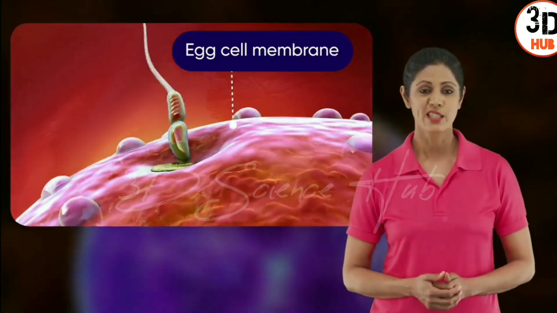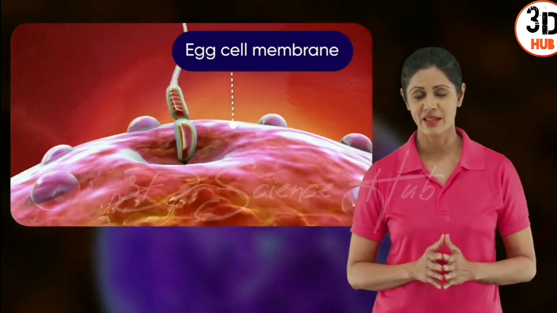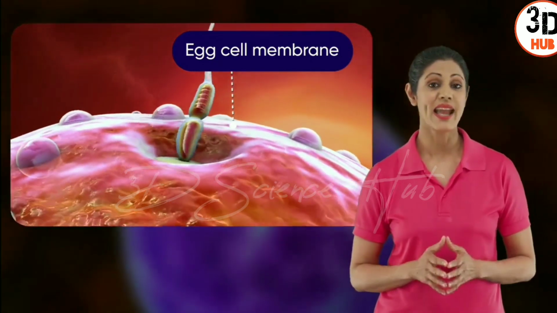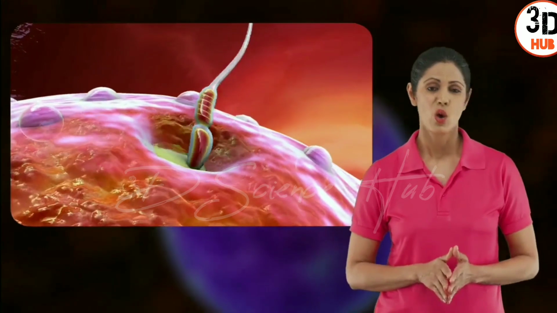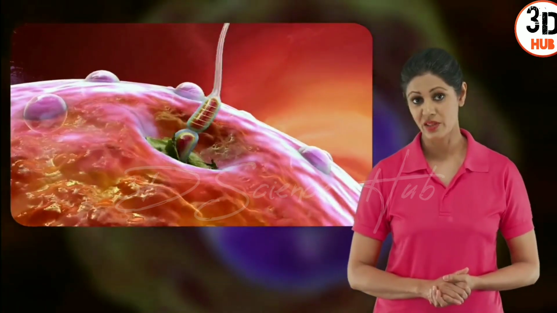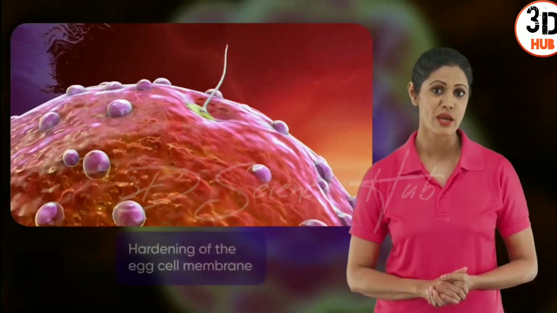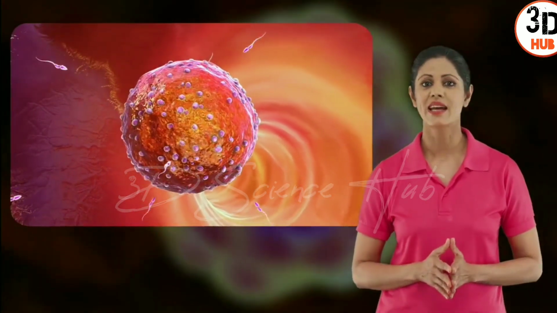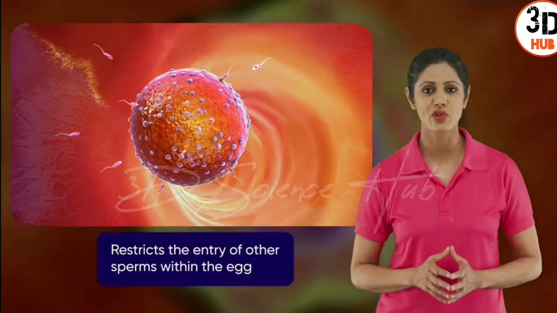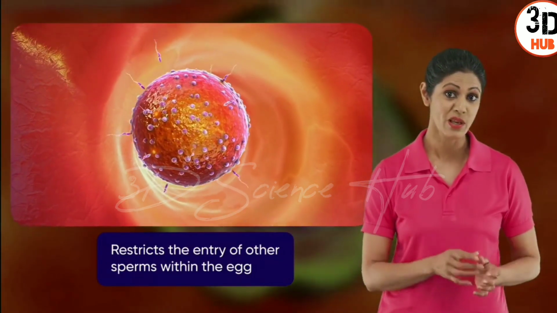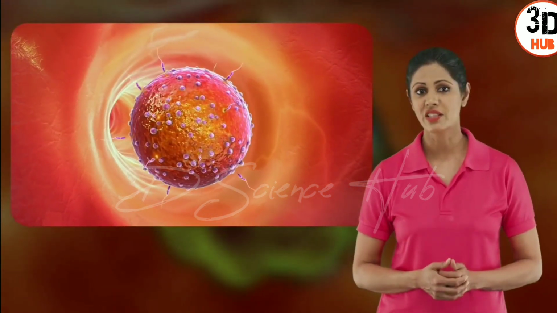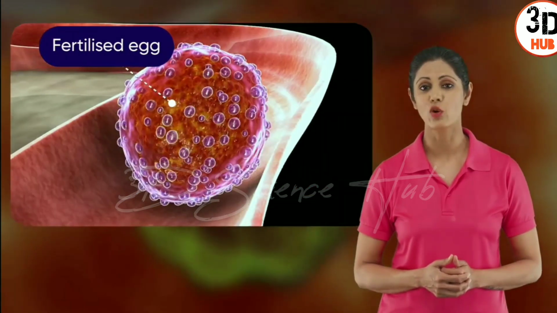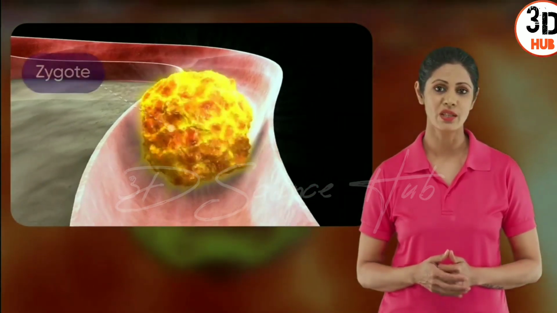Initially, the sperm releases an enzyme that helps in dissolving the egg's cell membrane. Once the sperm enters the egg, certain enzymatic reactions bring about the hardening of the membrane. This is an important step as it restricts the entry of other sperms within the egg. The fertilized egg seen in the fallopian tube is now termed a zygote.